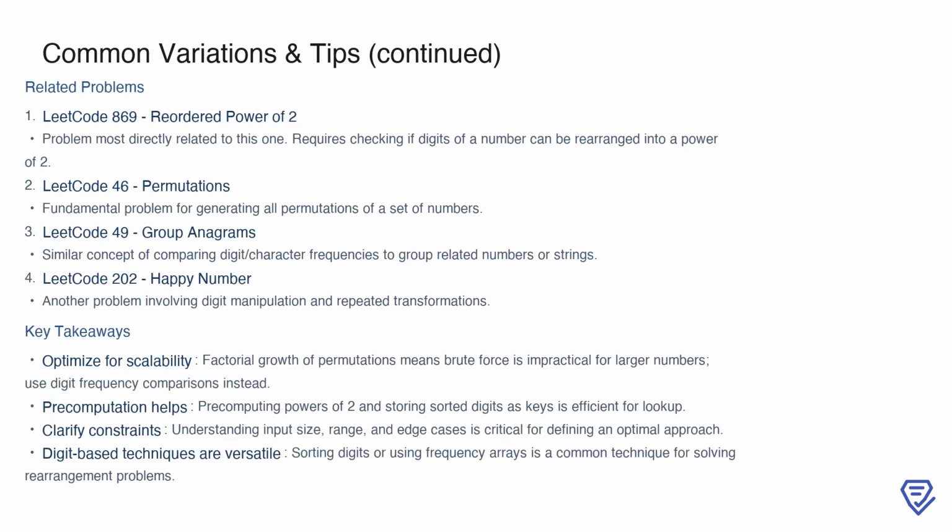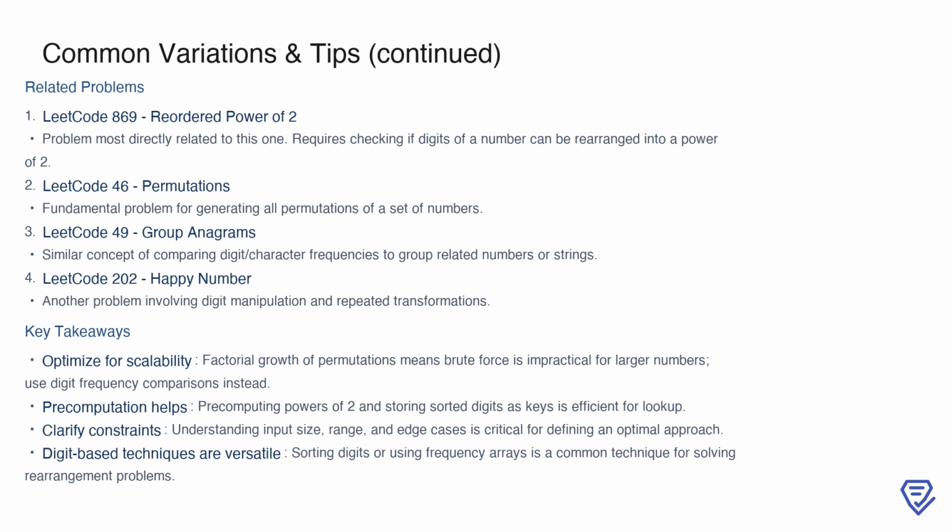This problem shares similarities with several other LeetCode problems that you might find useful to explore. First, LeetCode 869 itself focuses on rearranging digits to form a power of 2, which makes it the most directly related. LeetCode 46, which deals with generating all permutations, can help you understand the underlying mechanics of permutation generation. LeetCode 49, group anagrams, involves comparing character frequencies, a concept that's closely tied to digit frequency comparisons in this problem.